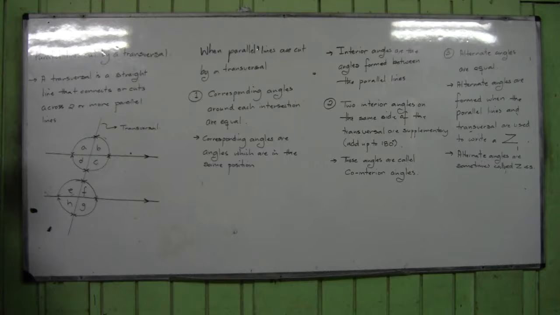Now whenever two straight lines meet, angles are going to be formed. So if you look carefully, you see that around this intersection, four angles are formed: A, B, C, and D. Around this intersection, four angles are also formed: E, F, G, and H. Now, let us see what happens when parallel lines are cut by a transversal.